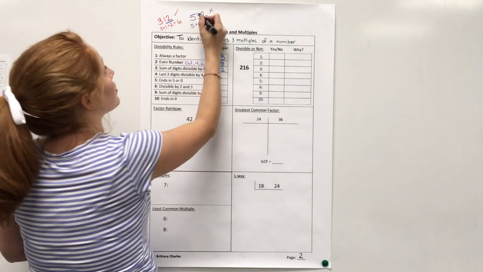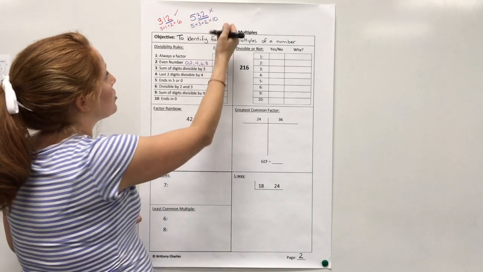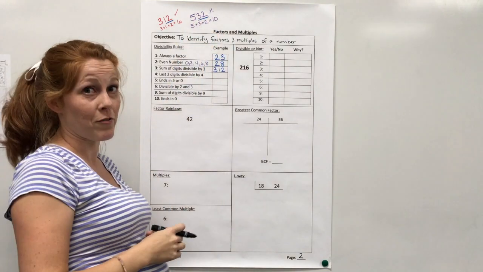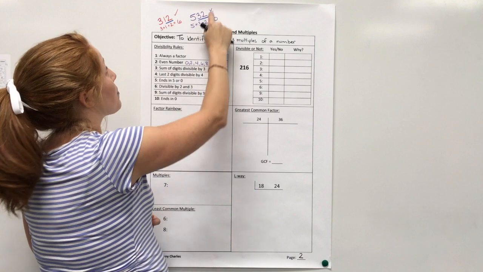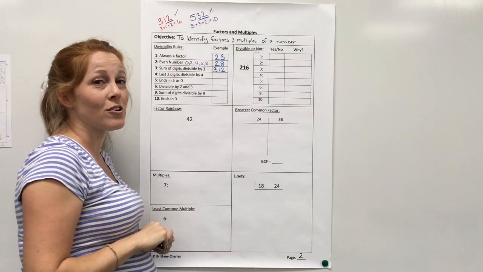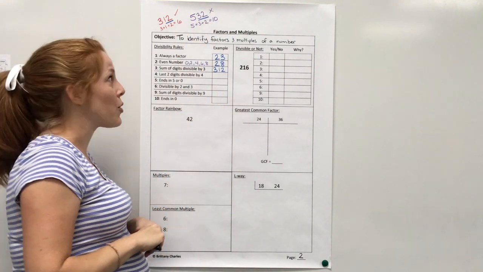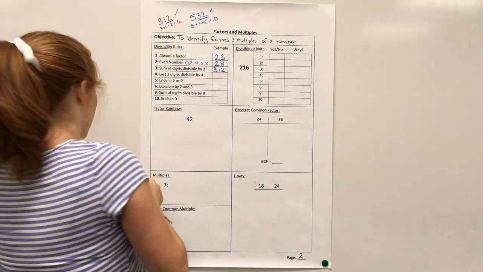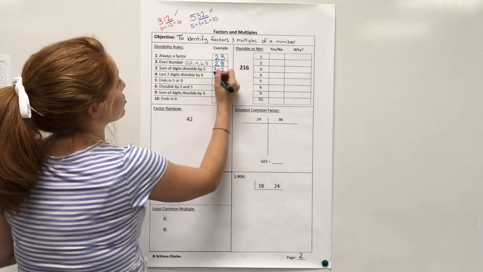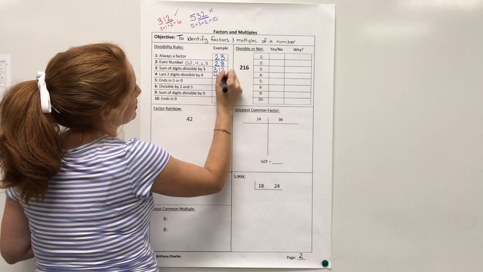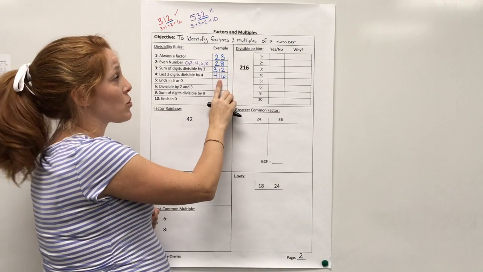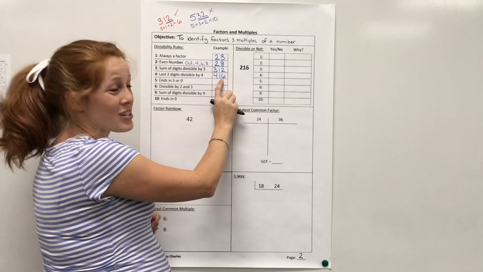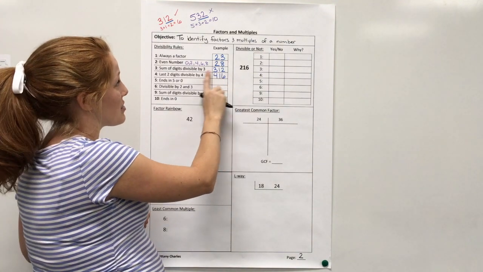Let's check this one. 32. Well, 32 is divisible by 4, so that means this whole number, 532, is also divisible by 4. So go ahead and pick a number that you know is divisible by 4. And I'm going to choose 416. Again, I know this works because the last 2 digits are 16, and 16 is divisible by 4.